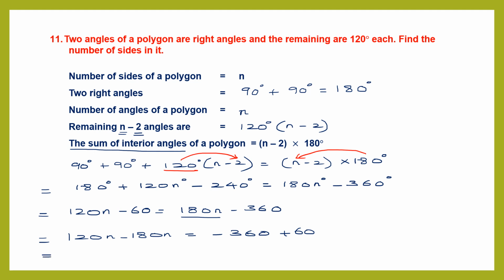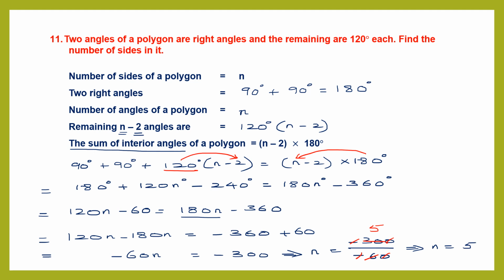So here what do we have? Now 120 minus 180 is minus 60n, which is equal to minus 300. Now to find the value of n, it will be minus 300 divided by minus 60. So we can cancel the sign, we can cancel a 0, and here 6 also you can cancel; 6 5s are 30. So now we have our answer: n is equal to 5.